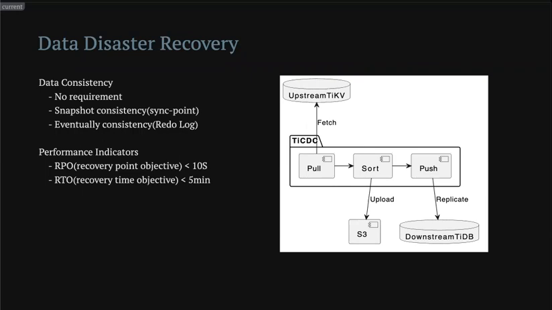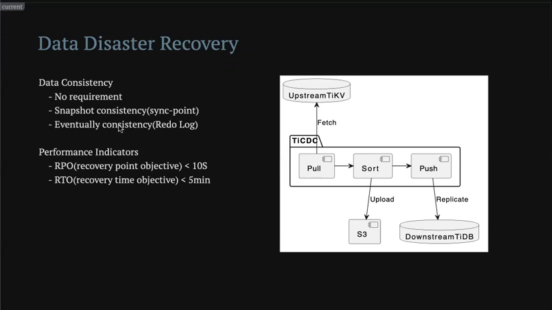The second one is snapshot consistency. It means we can make sure the data is consistent at a specific point in time. In TiCDC, we have a function called sync point to support it. You can choose a specific timestamp and use TiDB's stale read feature to read the data at that timestamp.